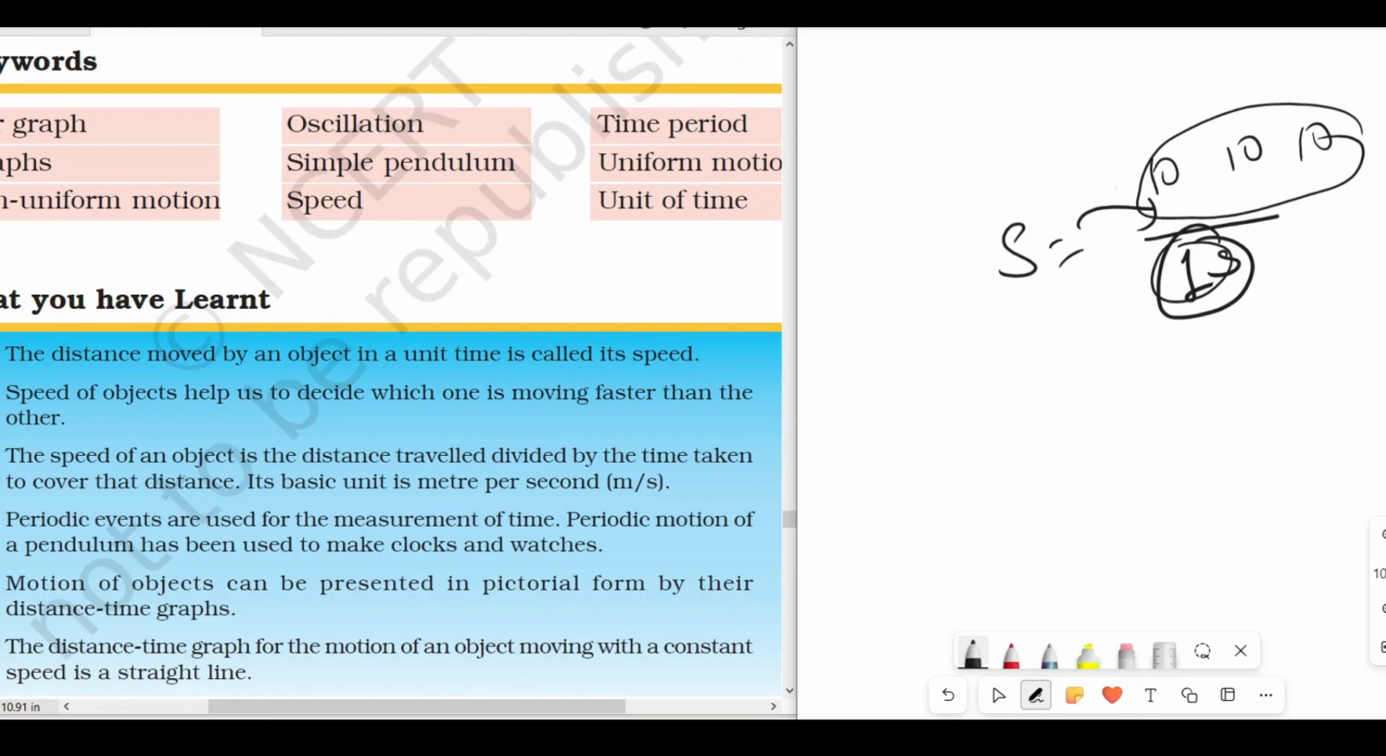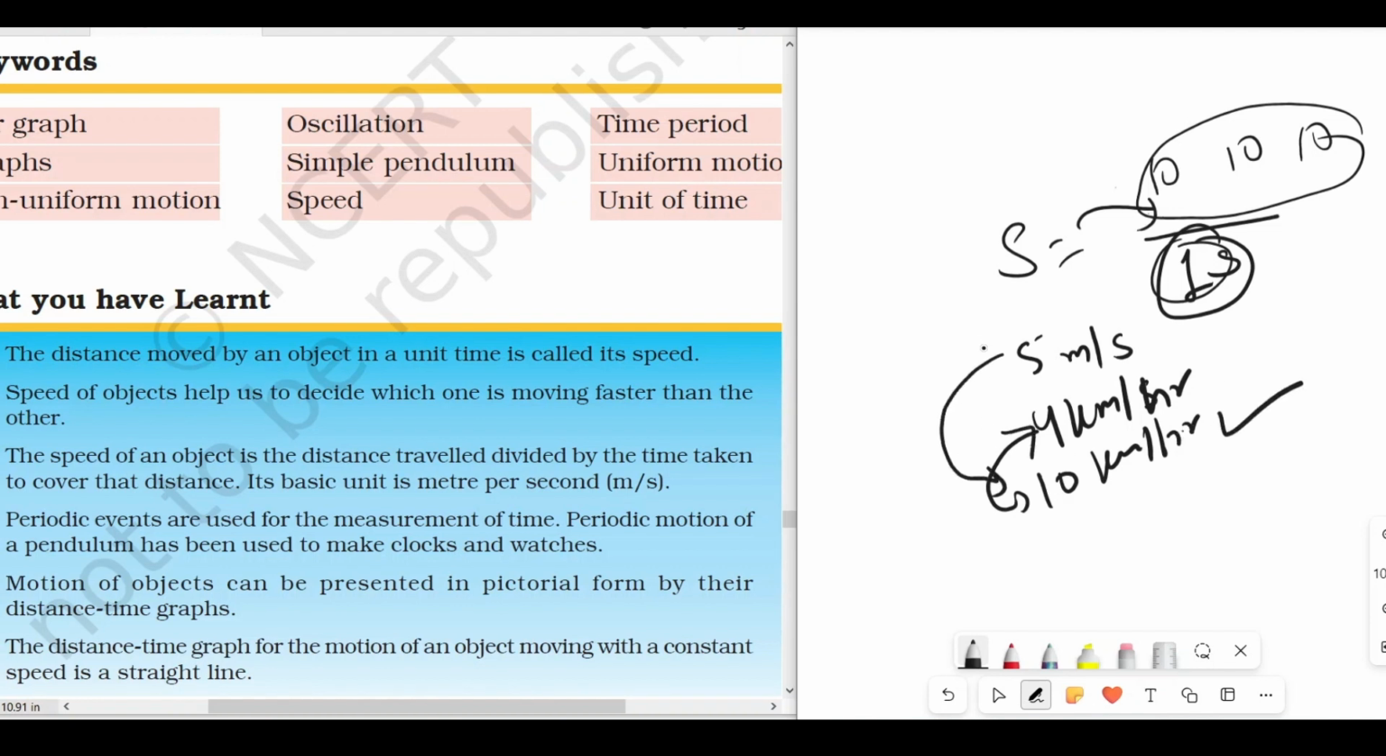Okay. The speed of objects helps us decide which one is moving faster than the other. So we can compare speeds and then tell which one is moving faster and which one is moving slower. But remember that you can only compare speeds with the same units. So you cannot compare 5 meter per second with 4 kilometers per hour. Okay. Or with 10 kilometers per hour. Okay. You can compare these both and you can say 10 kilometers per hour is a higher speed, but you can't compare 5 meter per second and 10 kilometers per hour.